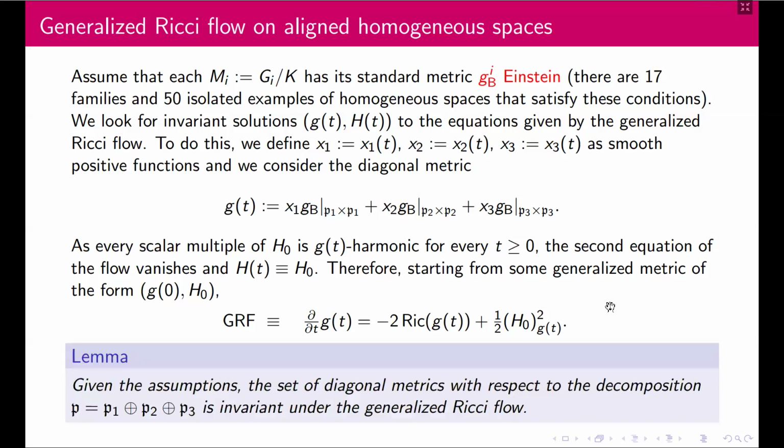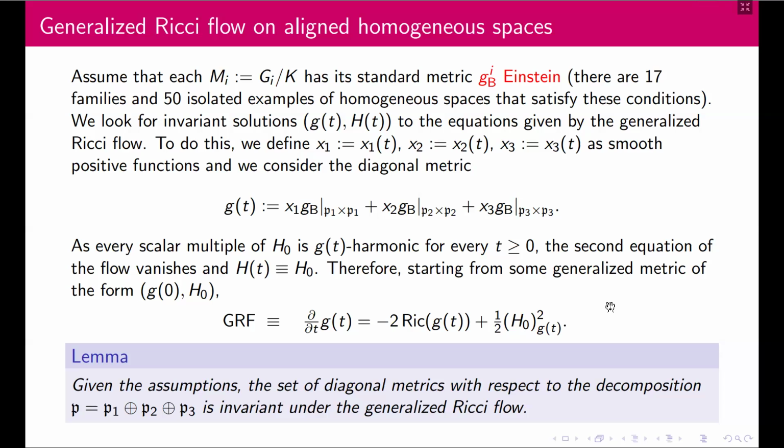A lemma explaining why we assume these conditions. Given these assumptions, the set of diagonal metrics with respect to this decomposition into K-invariant subspaces is invariant under the generalized Ricci flow, meaning that if you start with a diagonal metric, the flow gives you again a diagonal metric.